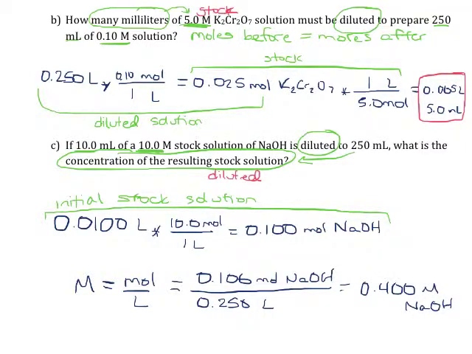NaOH. And again, this answer seems reasonable because we started with a 10 molar solution and we diluted it, so our final answer should be less concentrated. We should have a smaller concentration at the end.